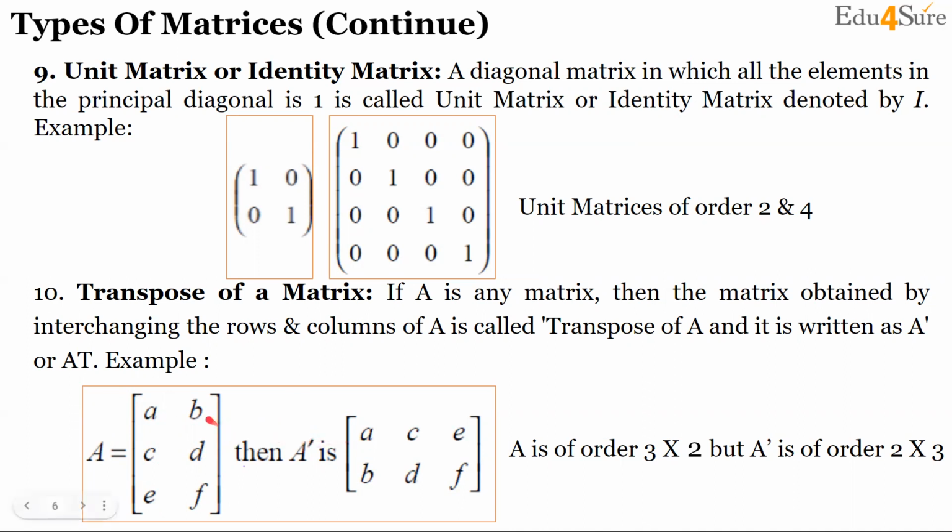and you will convert all the rows into columns. This row will become a column: AB, CD, which is a row here, will become a column, EF, which is a row here, will become a column here. So this 3 cross 2, which means 3 rows and 2 columns, will now convert into 2 cross 3, which is 2 rows and 3 columns. So transpose of a matrix is nothing but converting all the rows to columns.